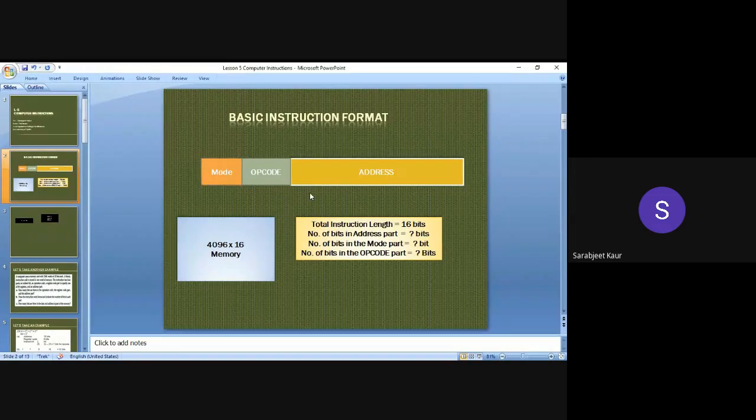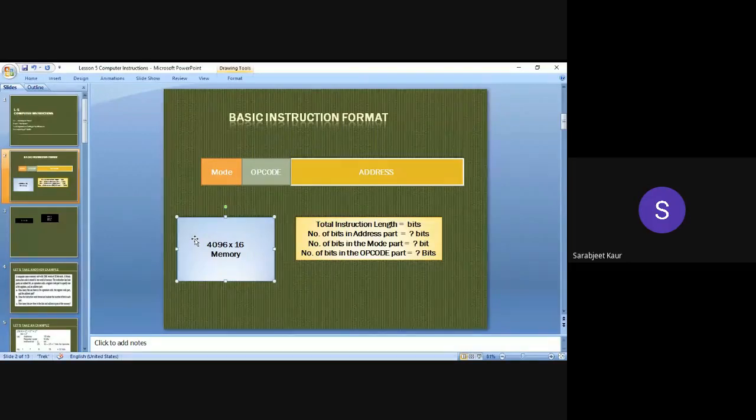And just work out the number of bits which are going to be required for each part of this basic instruction format that we have just seen. So what should be the total length of this instruction, students? If I have given that I have a main memory of the configuration shown on the screen, that is 4096 cross 16, what should be the total length of instruction? 16 bits. It should be 16 bits.